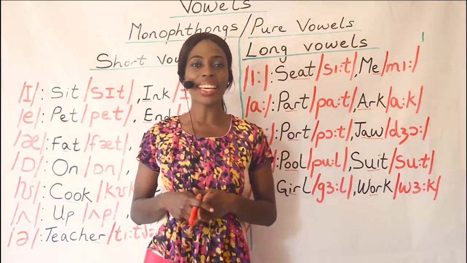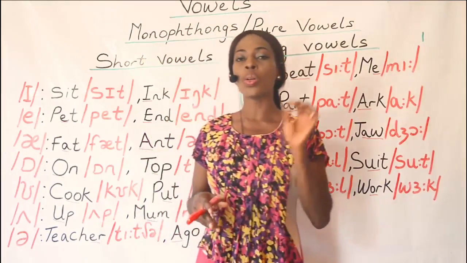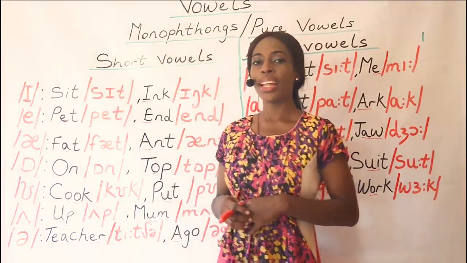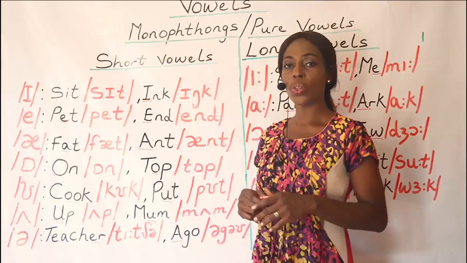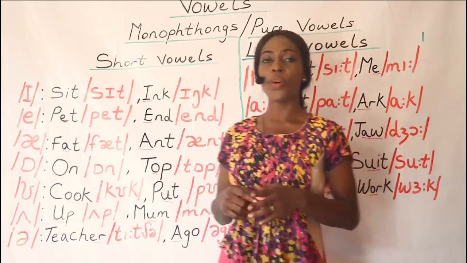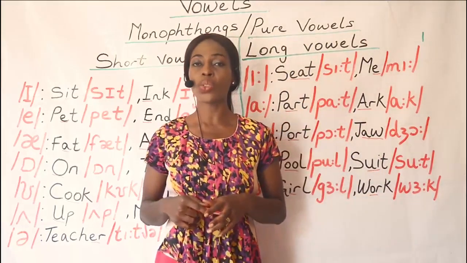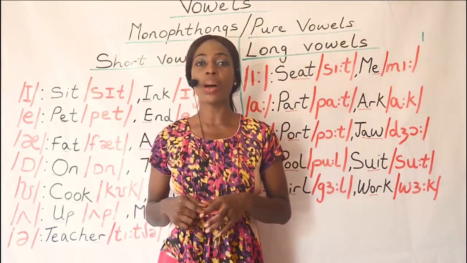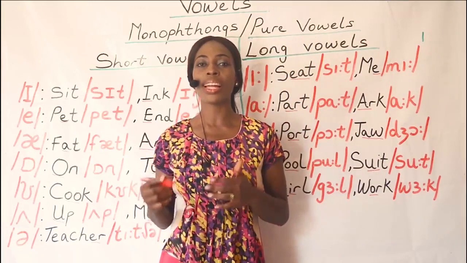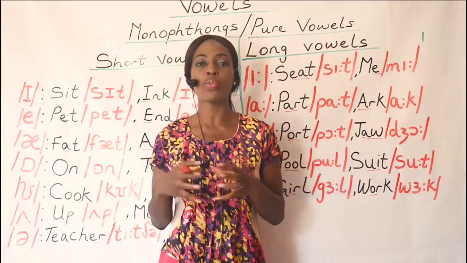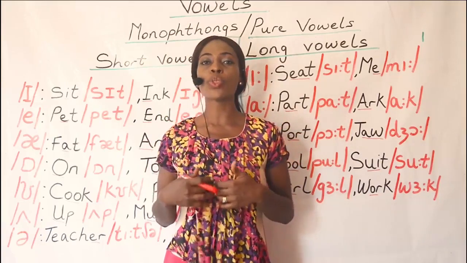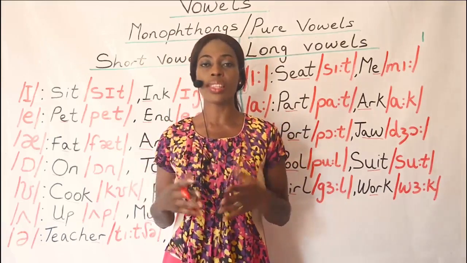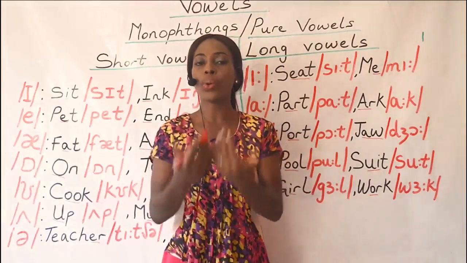Now, today's lesson, how to pronounce vowel sounds. Now, the pure vowel sounds are also called monophthongs. I told you in our previous video, which I would like you to watch, that vowels are sounds made with no obstruction of airflow. The air just comes out freely. There is no speech organ obstructing the air. So the air is flowing out.